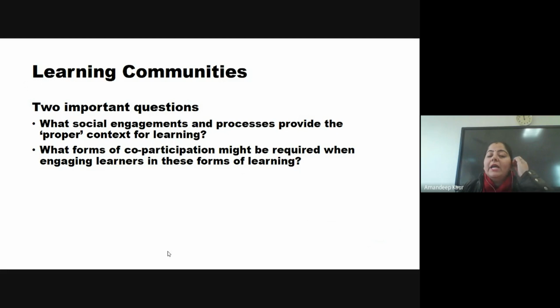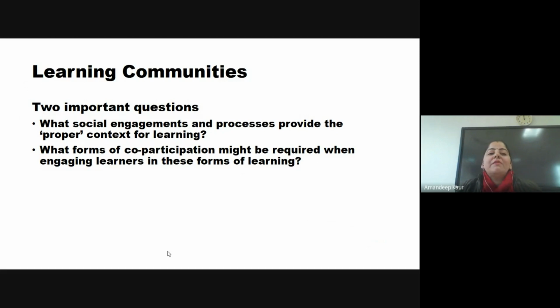If it is an offline class, it is very easy for the teacher to divide an activity into a number of groups or teams. But if it is an online class, the teacher needs to find ways by the use of which he or she can develop such learning communities.